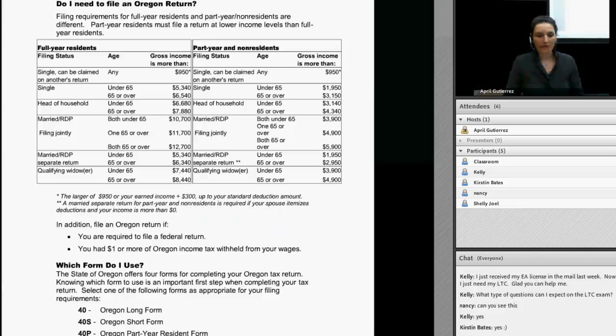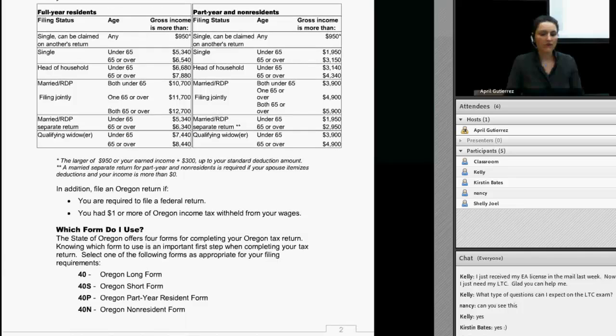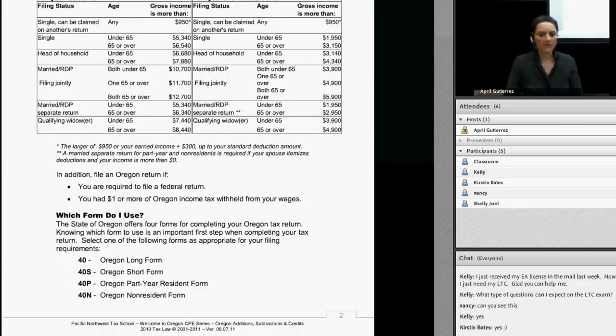All right, next up is, which form do I use? The state of Oregon offers 4 different forms for completing your Oregon tax return, and knowing which form to use is an important first step when completing your tax return. Select one of the following forms as appropriate for your filing requirements. And of course, we have the Oregon long form, the Oregon short form, the Oregon part year resident form, and the Oregon non-resident form. Well, today we're going to focus on the Oregon long form, and most of our lecture is going to surround the reporting requirements for reporting income, additions, subtractions, credits on the long full year form.